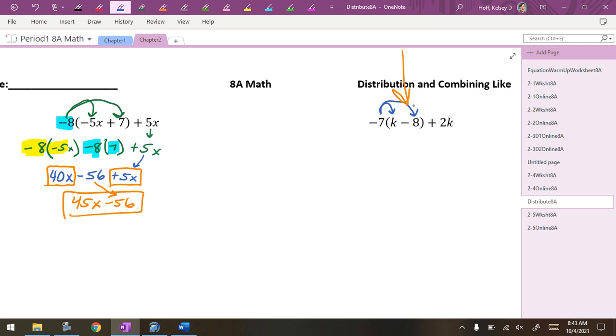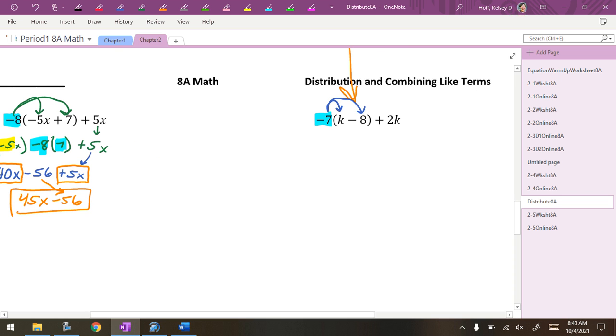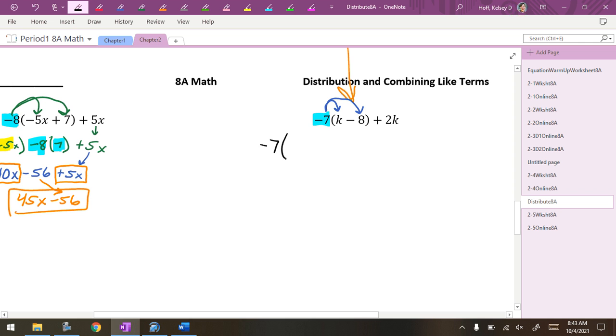Okay, everybody stop. I see a lot of the same mistake happening here. What am I distributing on this first one? What number is that? -7. Sam, what should I take -7 times? K. And really, what number's in front of K? You were going to say it. Yep, 1K. Then you should take -7 times -8, and then drag down plus 2K.